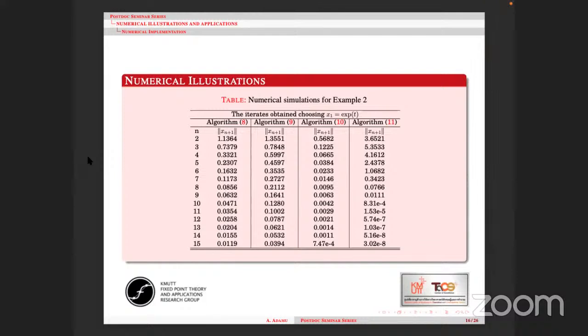You can see for the first 15 iterations, the first algorithm has 0.0119. Remember, the stopping criterion is 10 raised to the power minus 8, so this is still far from there. The next one is 0.0394, still far because we have 10 raised to the power minus 8. Algorithm 10 has 7.47 times 10 raised to the power minus 4. You see, this is coming closer. Maybe in the next 5 or 10 iterations, it will reach the solution, while our own already satisfied it. So if you increase the number of iterations, our own will not continue because it will stop.